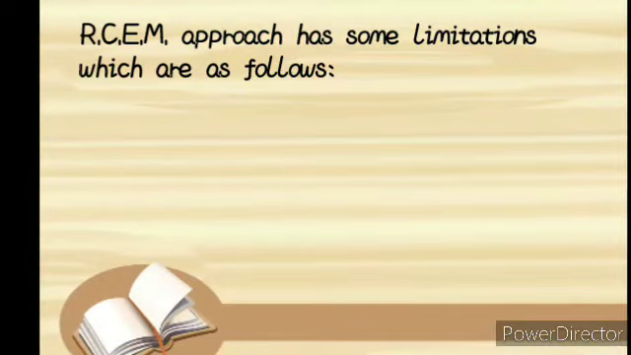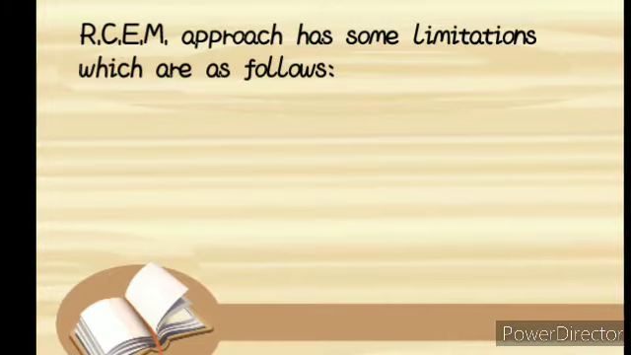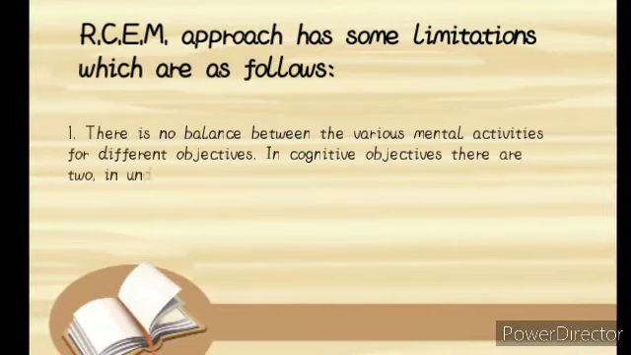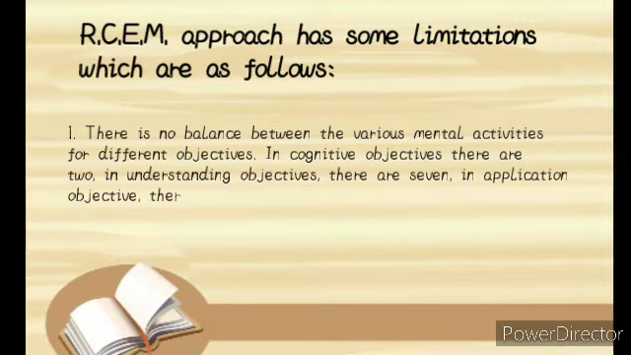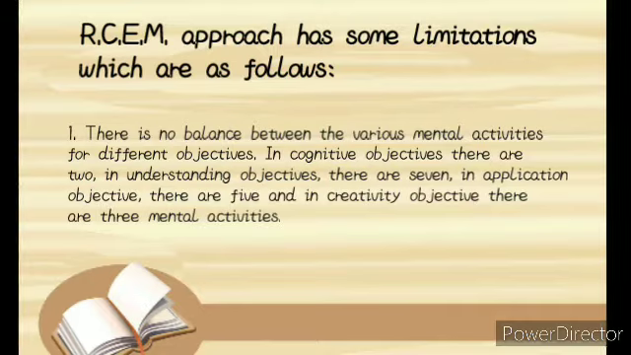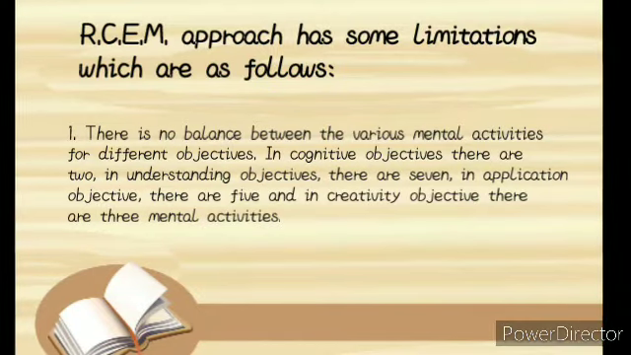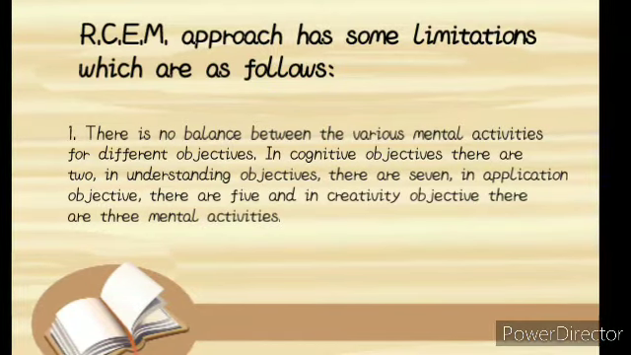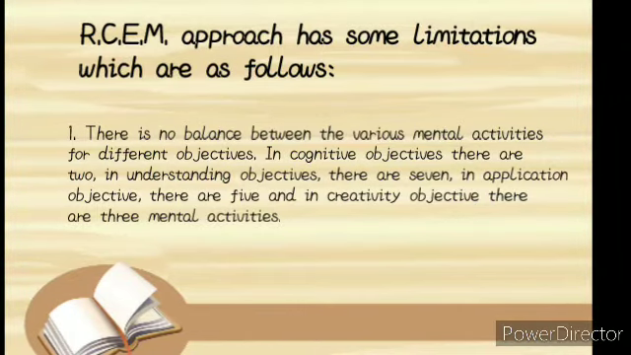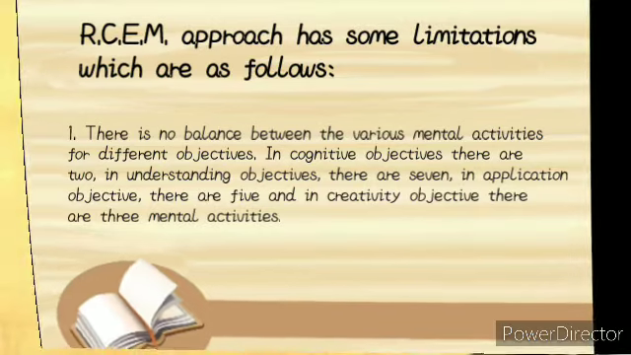The R.C.E.M approach has some limitations, which are as follows. Number 1. If we see the table of objectives, it would be clear that there is no balance between various mental activities for different objectives. In cognitive objectives, there are 2. In understanding objectives, there are 7. In application objectives, there are 5. And in creativity objectives, there are 3 mental activities.